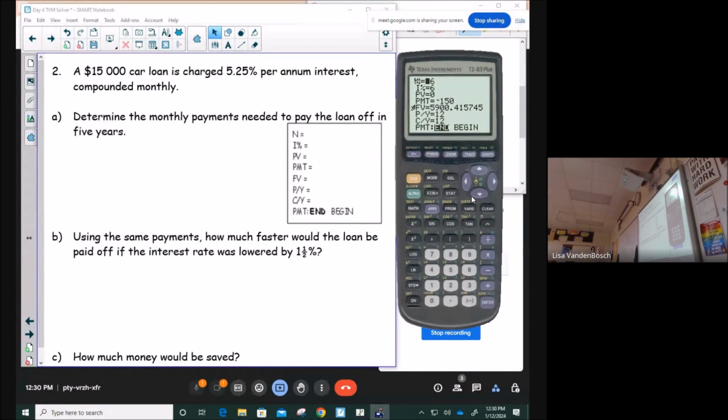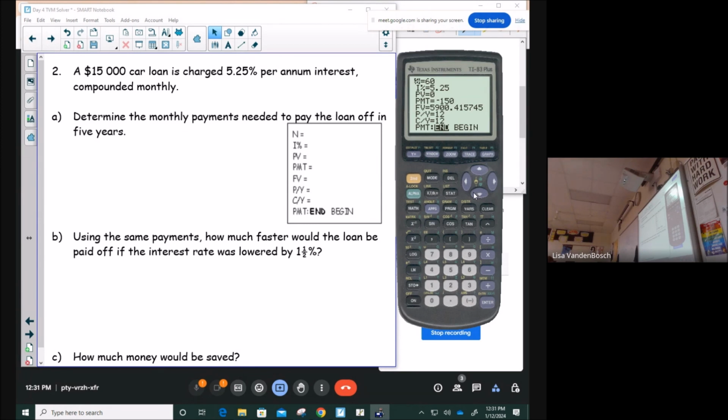Okay, what can I sub in for N? How many years am I putting it in there for? 5 years, and what do I have to do to the 5? Why 12? Because it's compounded monthly, so we're going to put in 5 times 12. What am I putting in for my I? 5.25 again. We just put it in like that. It does all the work for us.